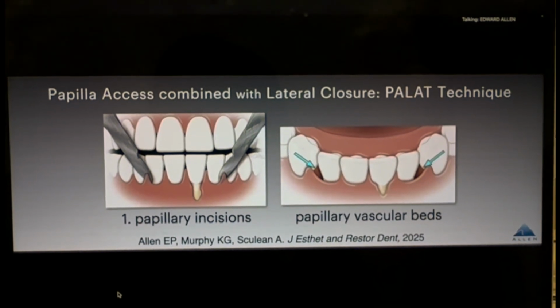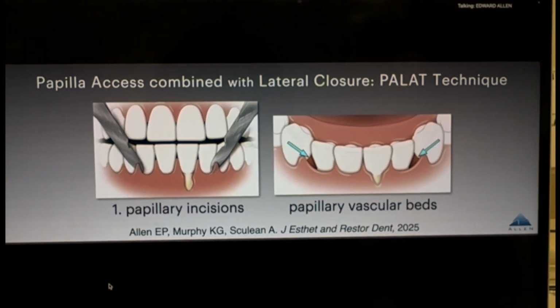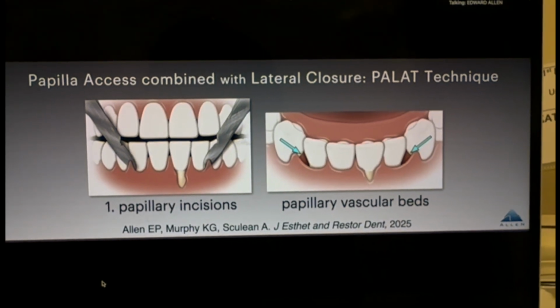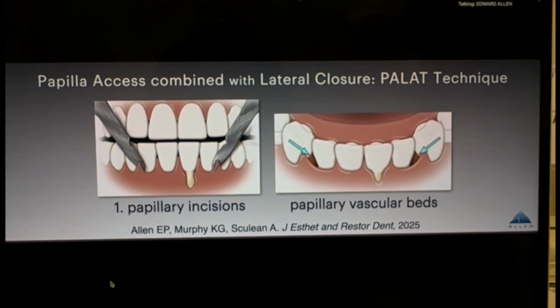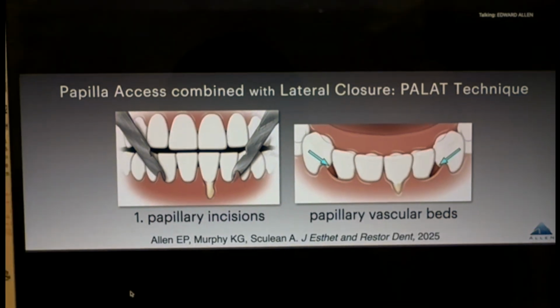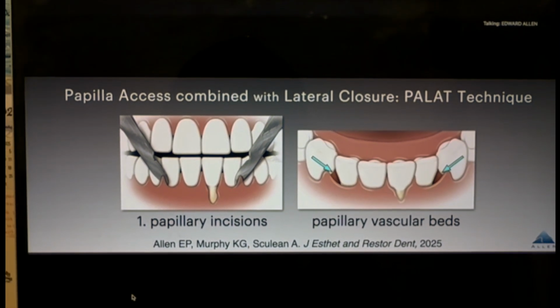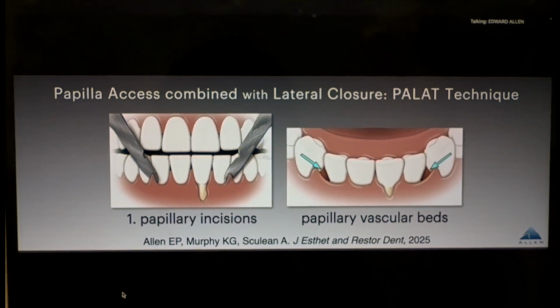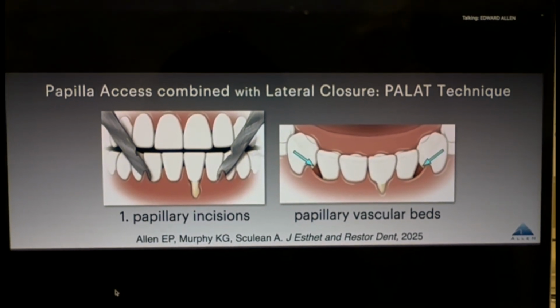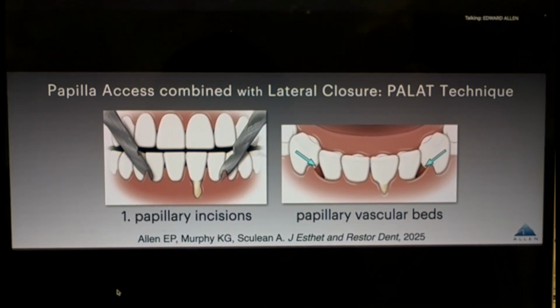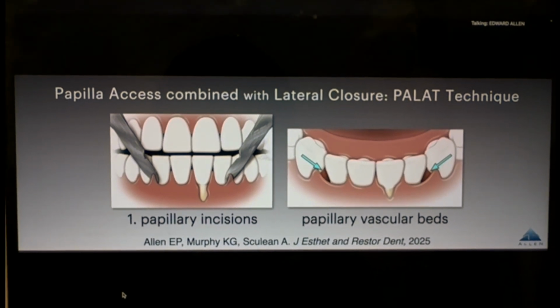The combination of the papilla access with lateral closure. And this was a bit of a tongue-in-cheek acronym for me, because I just think some of the acronyms are humorous, put it that way, and interesting. So this is papilla access, PA, lateral closure, LAT.